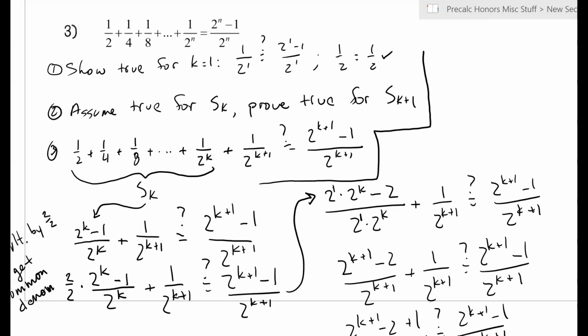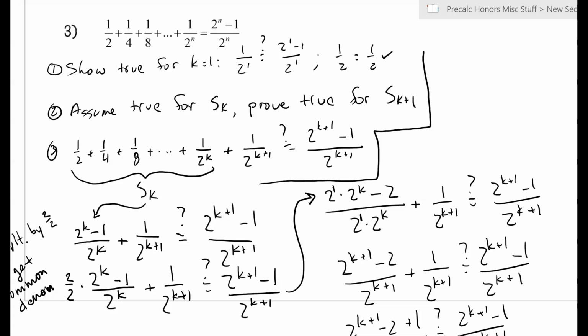So step 1, we want to show it's true for k equals 1. So we plug 1 into this last generic term and we get 1 over 2 to the first. And then we don't know if it's equal yet, so we put our equal sign. And then we plug in 1 to the expression on the right, and we get (2 to the first minus 1) over 2 to the first. And we do in fact get that the two sides are both equal to 1/2. So it's true for k equals 1.